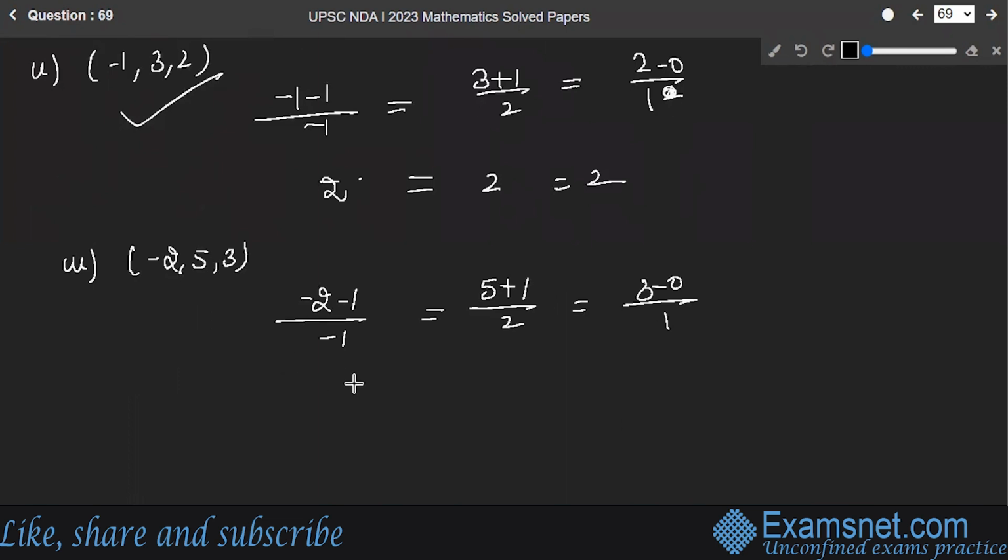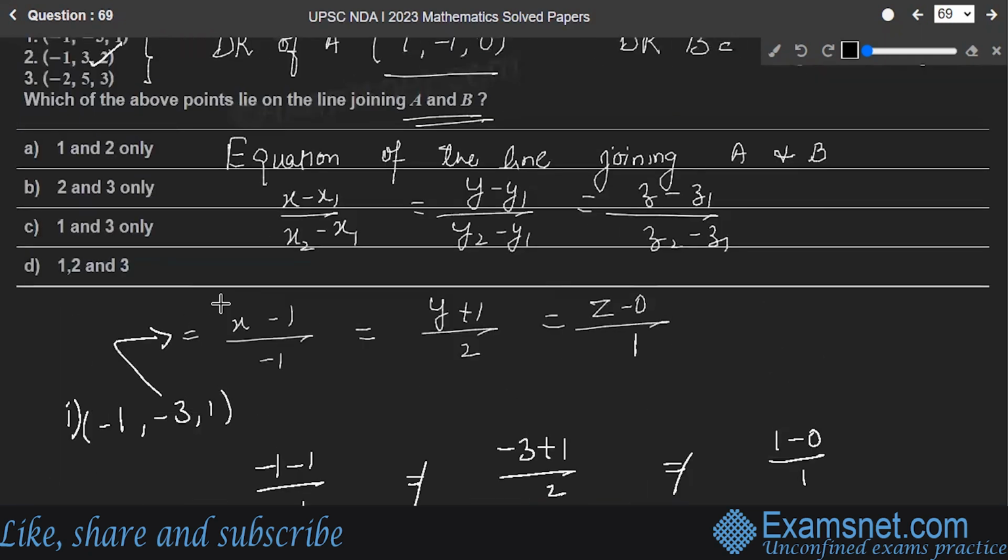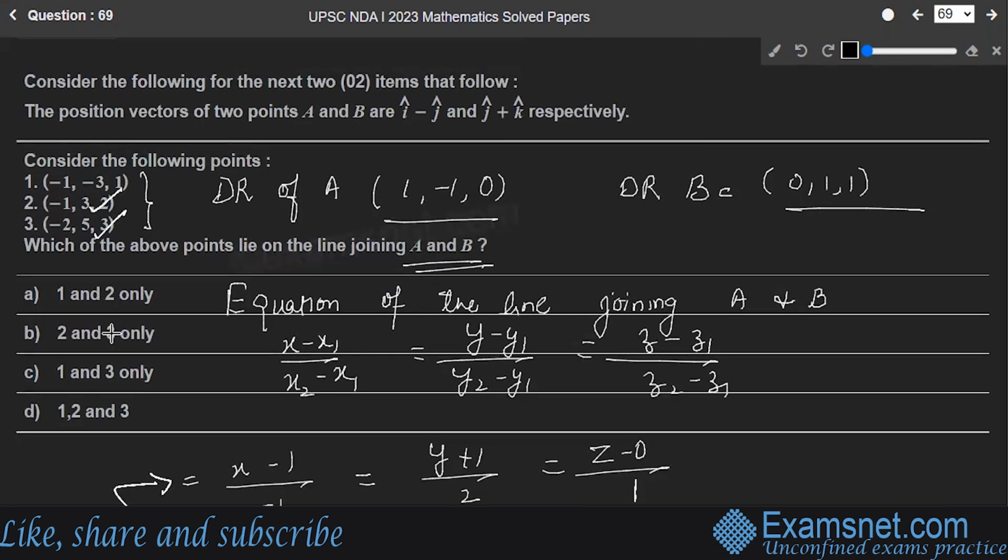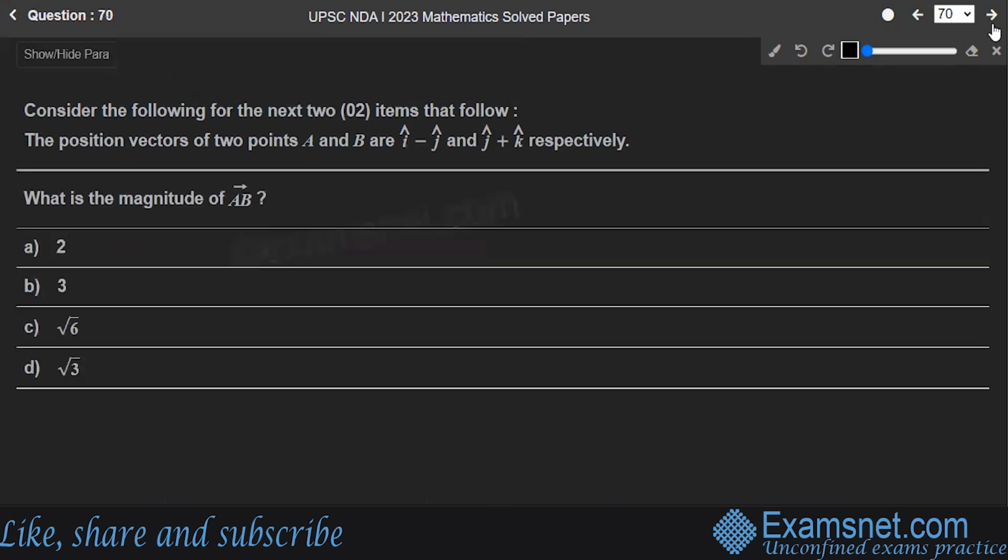So this gives you 3 is equal to 3 is equal to 3. That means this point is also lying on the same line. Right. So which means 2 and 3, these 2 points lie on the line. And option B is the correct answer. Hope you understood. Next is question number 70.